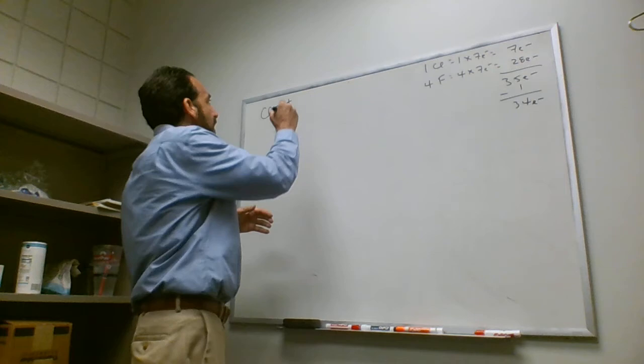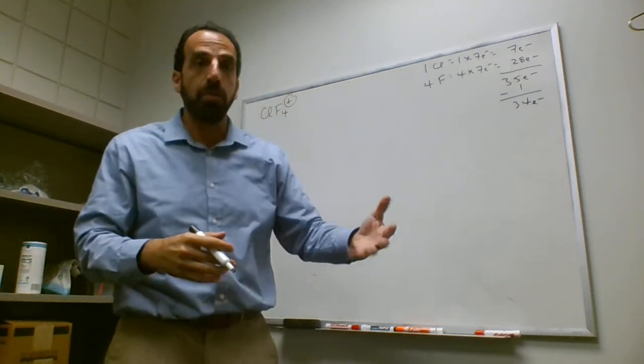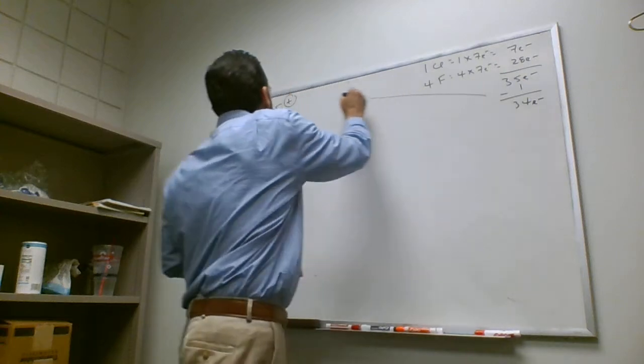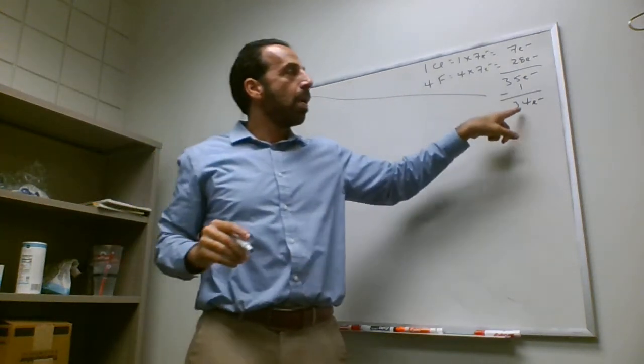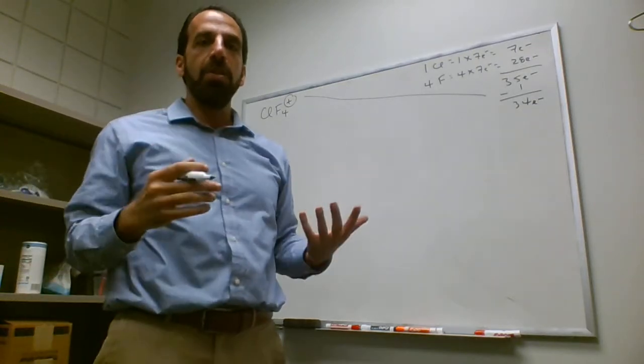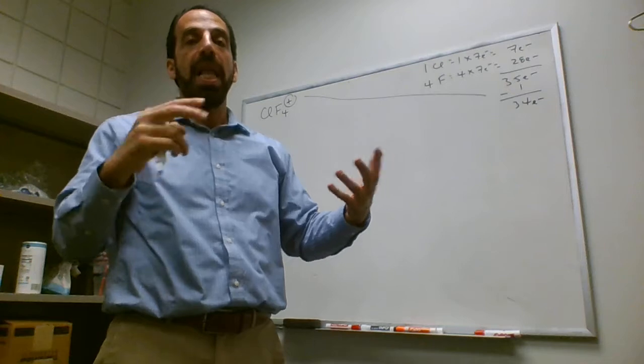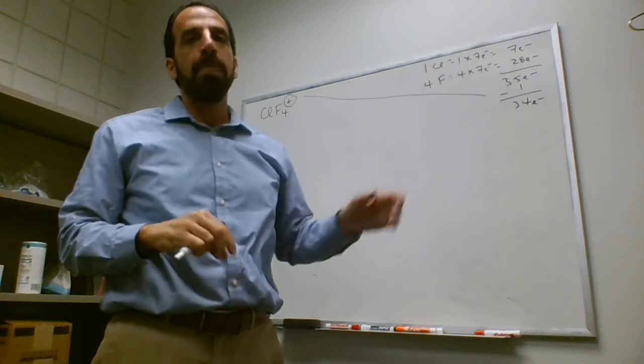Now I got a positive, which means I've lost one of those electrons. So I got a positive, minus 1, so I got 34 electrons total. These are my valence electrons, the ones I'm going to use for bonding and non-bonding. So a couple of things.